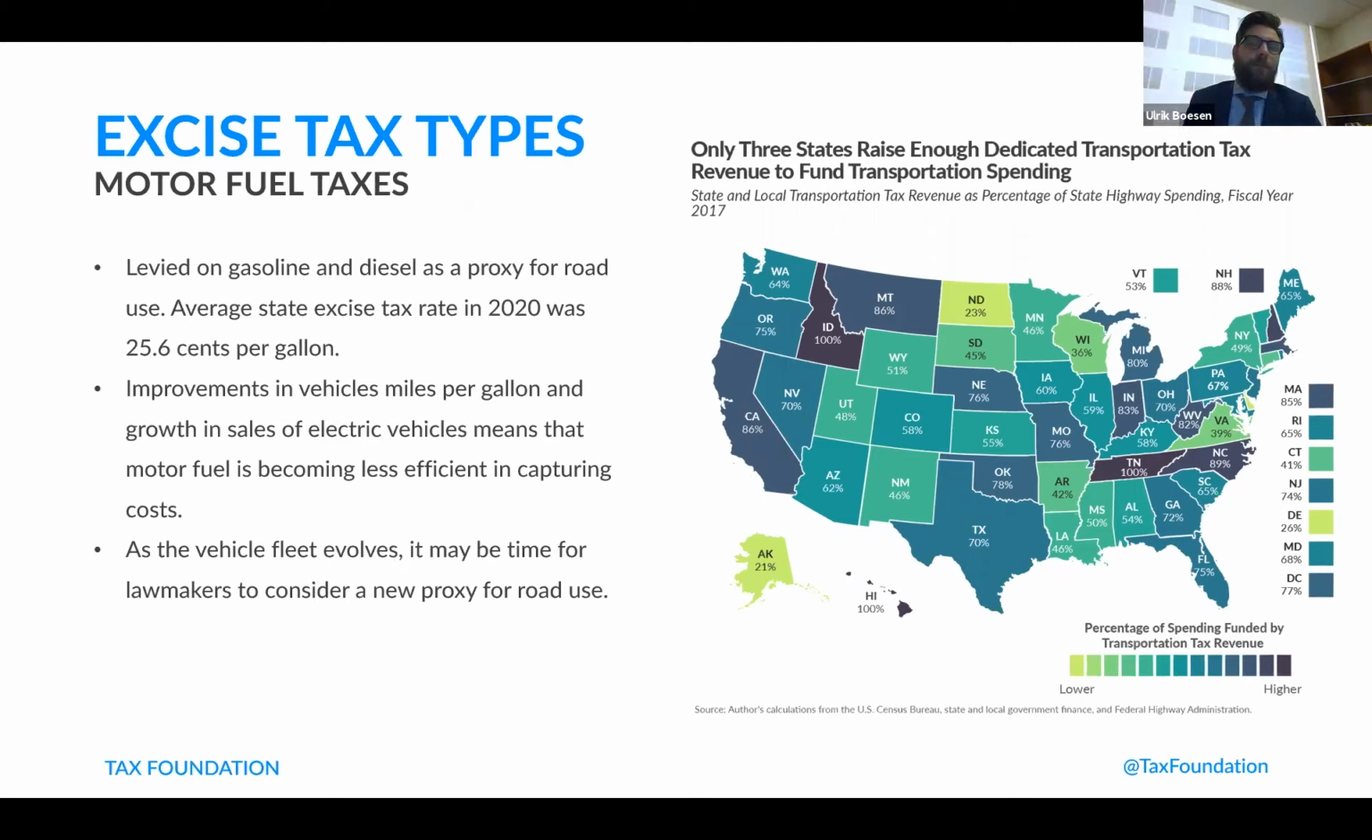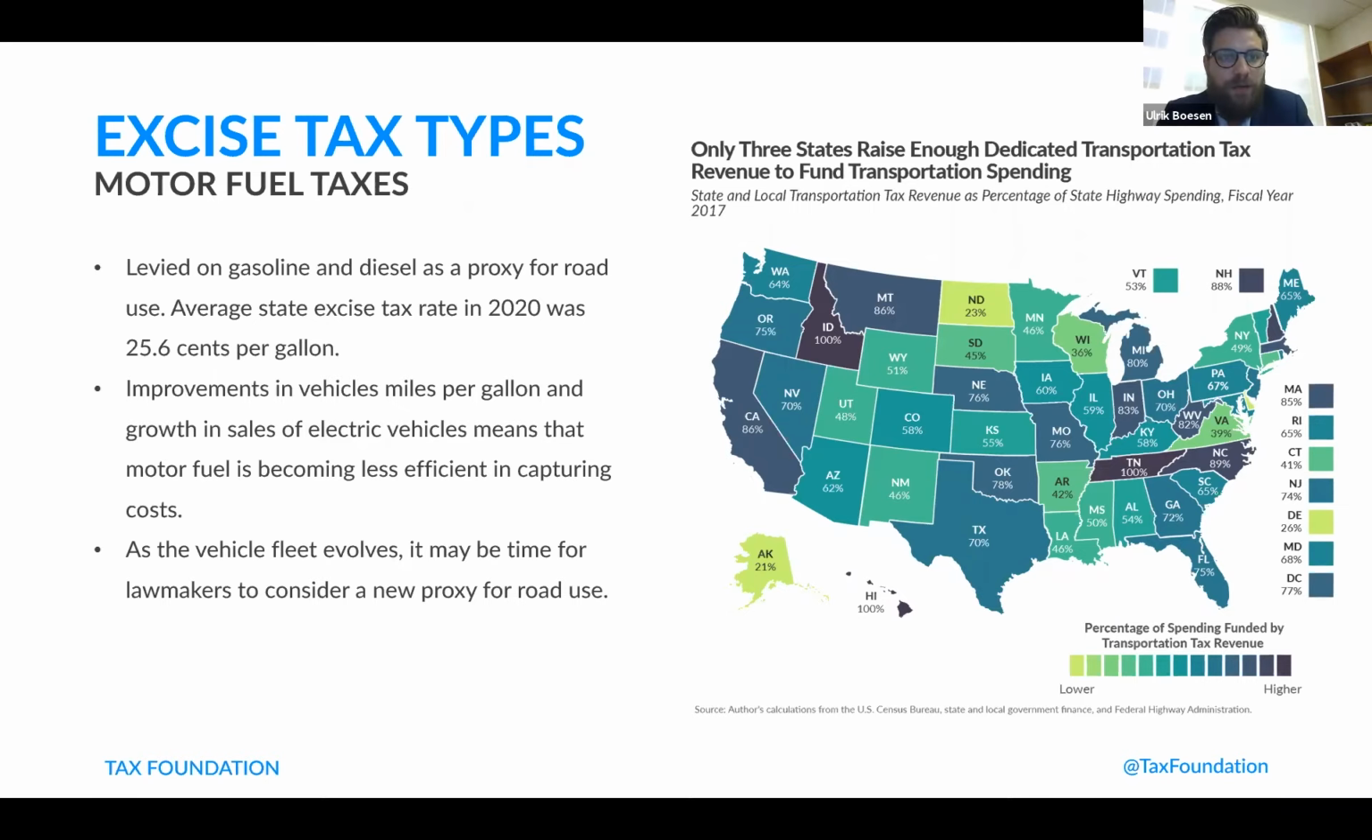Now, the base is a good base, and it has been a good base. Using gasoline and diesel consumption as a proxy for road use makes sense. The more gasoline, the more diesel you consume, the more likely you are to utilize the highway system. But there are some issues emerging. I think it's a good example of what the risk is with narrow-based taxation.